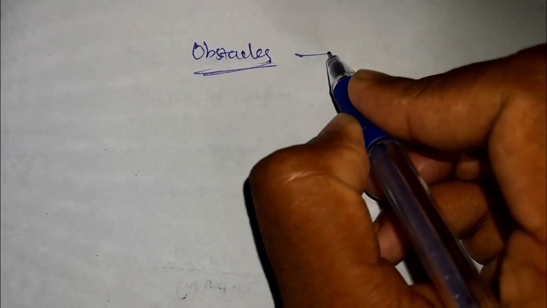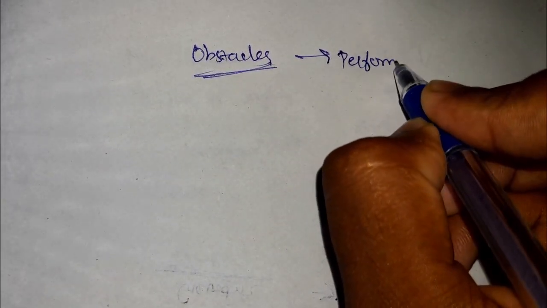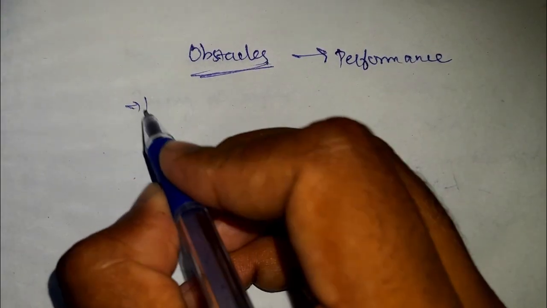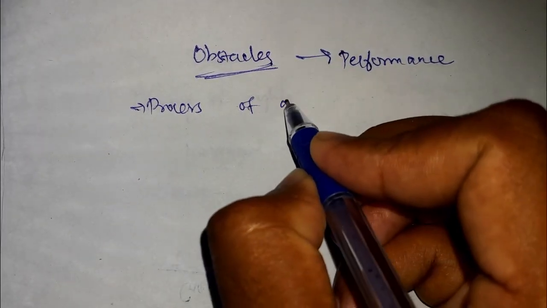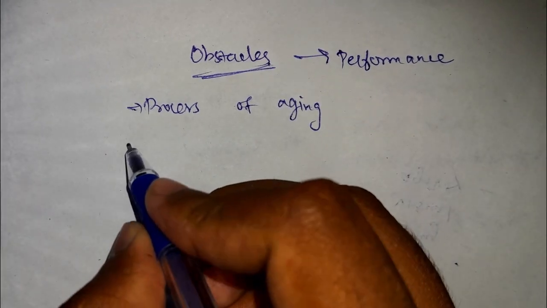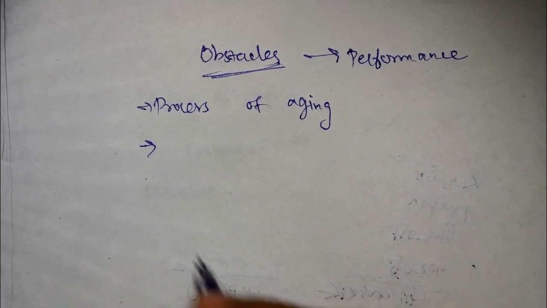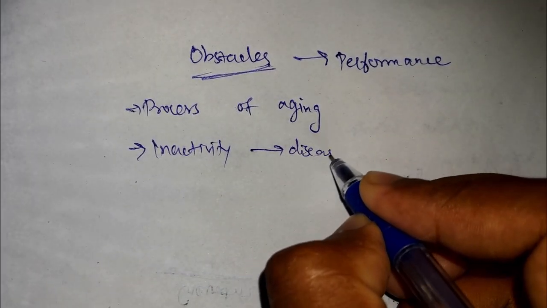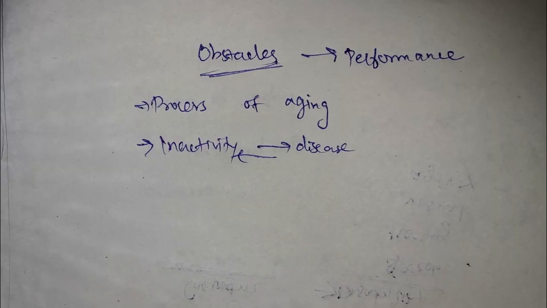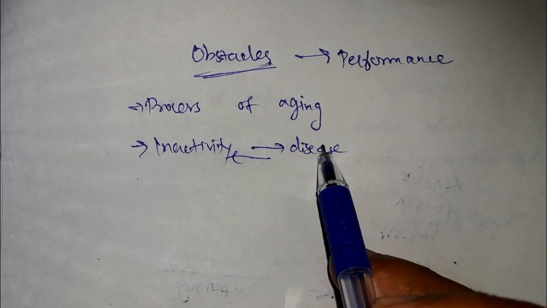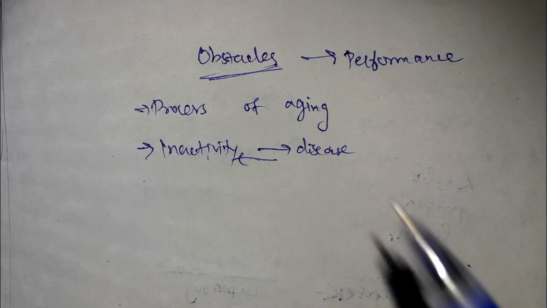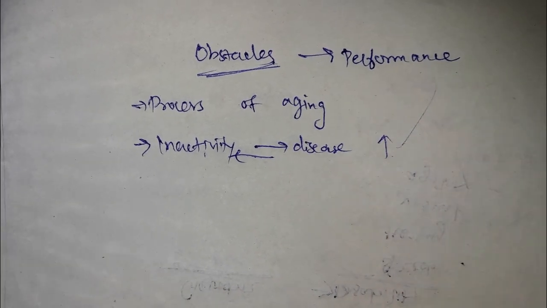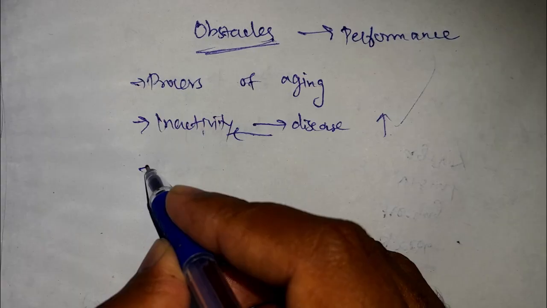Due to aging, what are the obstacles they face during the performance of activities? First, the process of aging itself is one of the obstacles. Then the effect of inactivity. When any disease comes, the person becomes inactive, which leads to disease again. Inactivity leads to disease, disease leads to inactivity. This is a cycle, and it gradually affects the performance of the client.